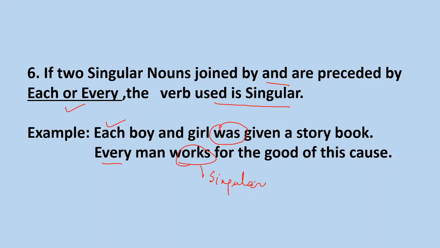I'll give you one more. Each boy and girl in the class is good in studies. So "is", because each and every boy and girl in the class is given a storybook. Understood? So "each" and "every", wherever they are, you have to use a singular verb.